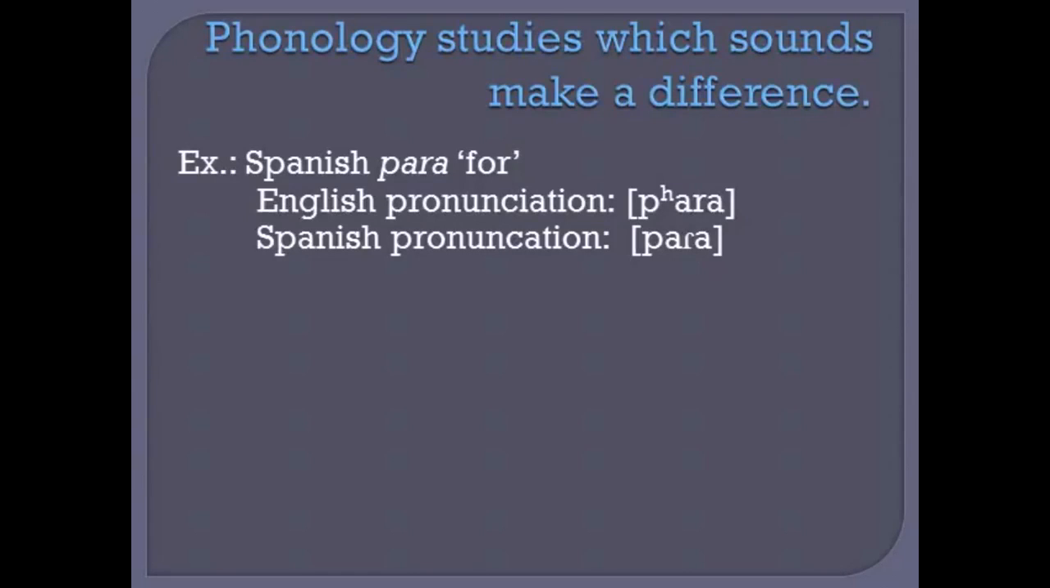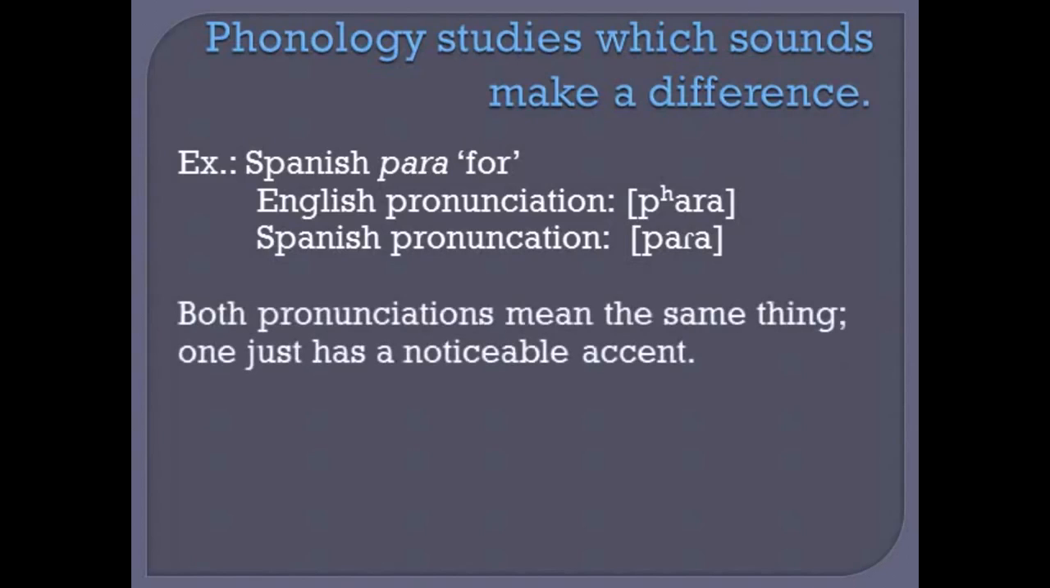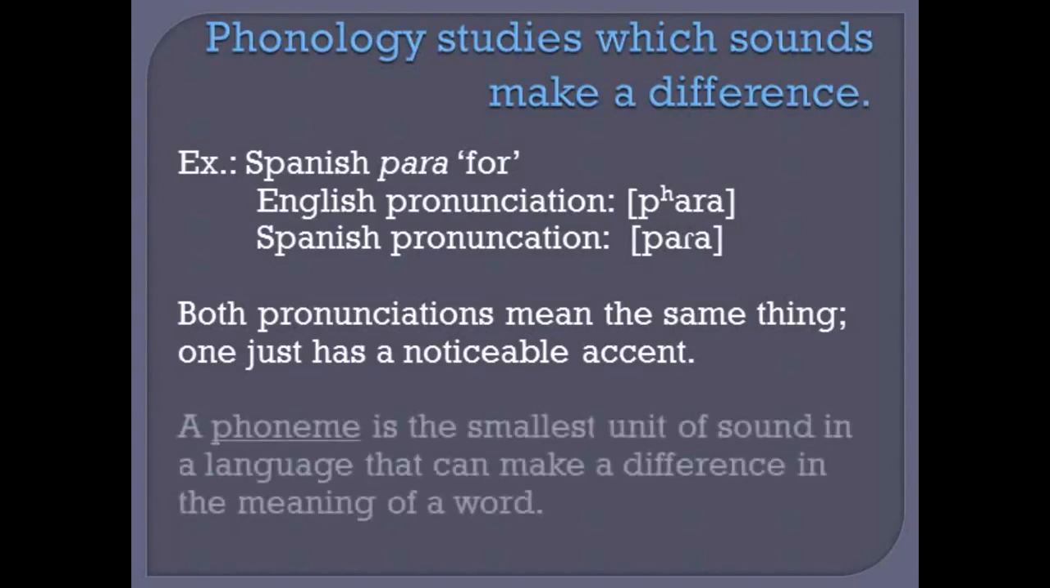If you hear a native Spanish speaker saying the word, you'll hear them say something closer to para with an unaspirated P. Notice the aspiration's not there, and also the R is really an alveolar flap, the same thing that we saw in English in words like better and little. Now, the important thing to notice is that the difference between these two pronunciations is not a difference in meaning. Both pronunciations mean the same thing. One just makes you sound like you have an accent. So when we talk about phonology studying which sounds make a difference, we really mean the differences in meaning.